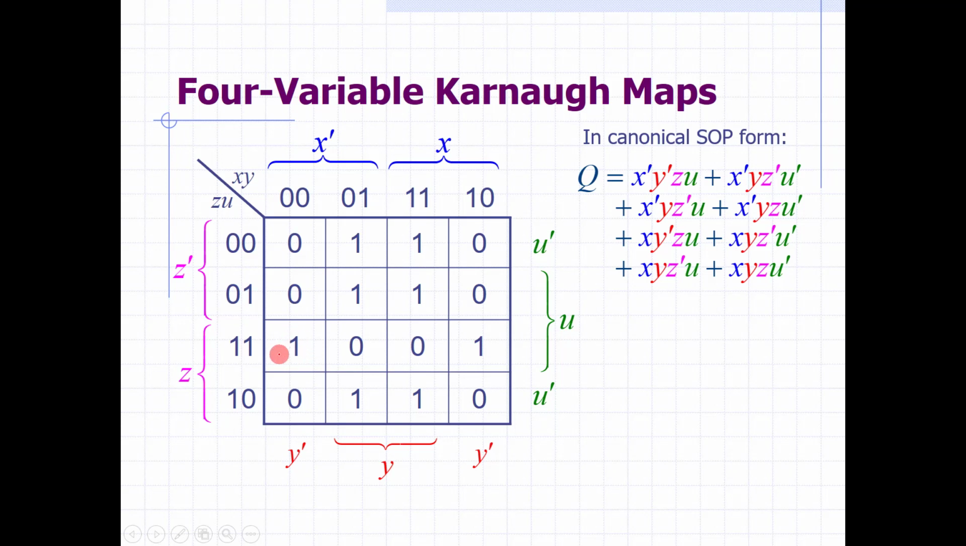But that's why we don't like to do small groups. We like big groups, because then we can cut down on the number of terms in the expression, because we'll have fewer groups in total. And the bigger the group is, the fewer variables it takes to represent it. I'd like to make a group of 16 ones if I could, but there aren't. So then I look for a group of 8 ones, and I don't see a group of 8.